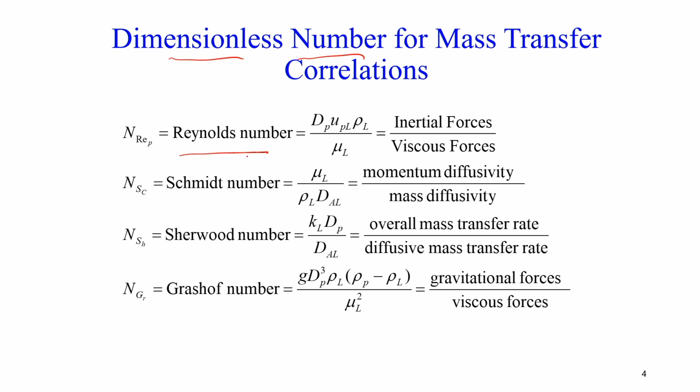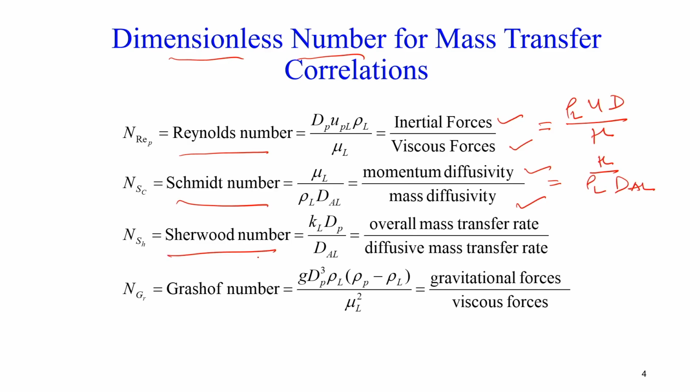The first one is Reynolds number, which is defined as inertial force upon viscous force, and the formula is rho V d upon mu, where rho is the density of liquid, V the velocity and d the diameter. Next is Schmidt number, which is defined as momentum diffusivity divided by mass diffusivity. So momentum diffusivity is related to viscosity and mass diffusivity is related with diffusion coefficient, so mu upon rho L into D_AL.